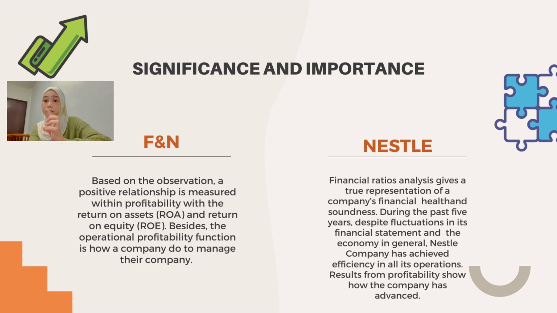Besides the operational profitability function, it shows how a company manages itself. For Nestle, financial ratio analysis gives a true representation. During the past 5 years of analysis of the financial statements and the economy in general, Nestle has achieved efficiency in all its operations. The results from profitability show how the company has advanced.